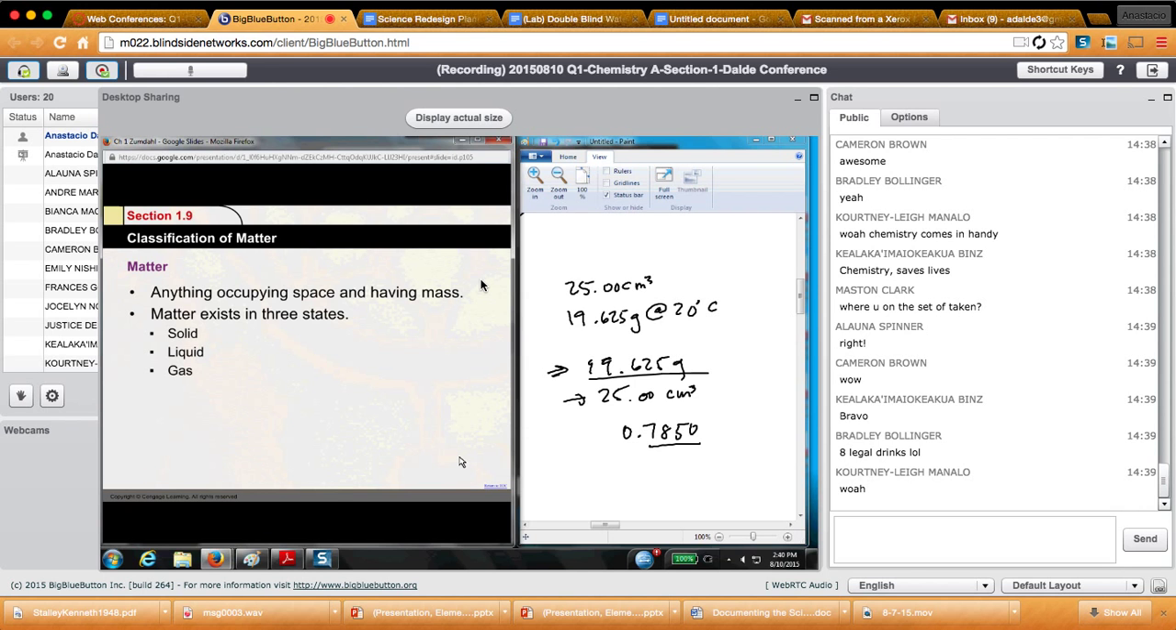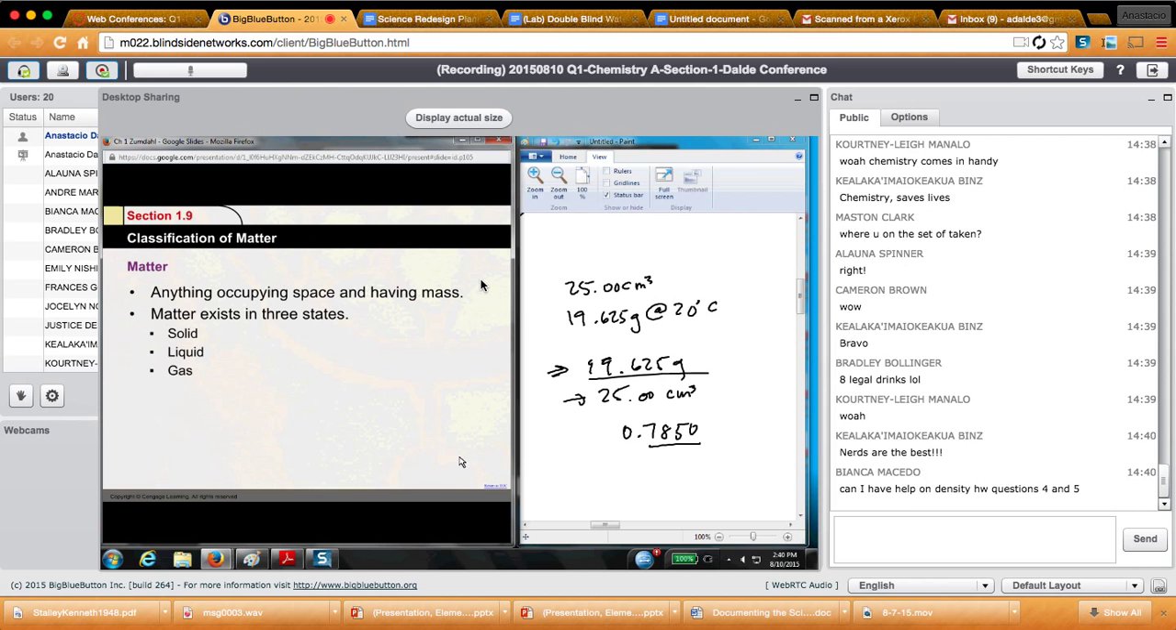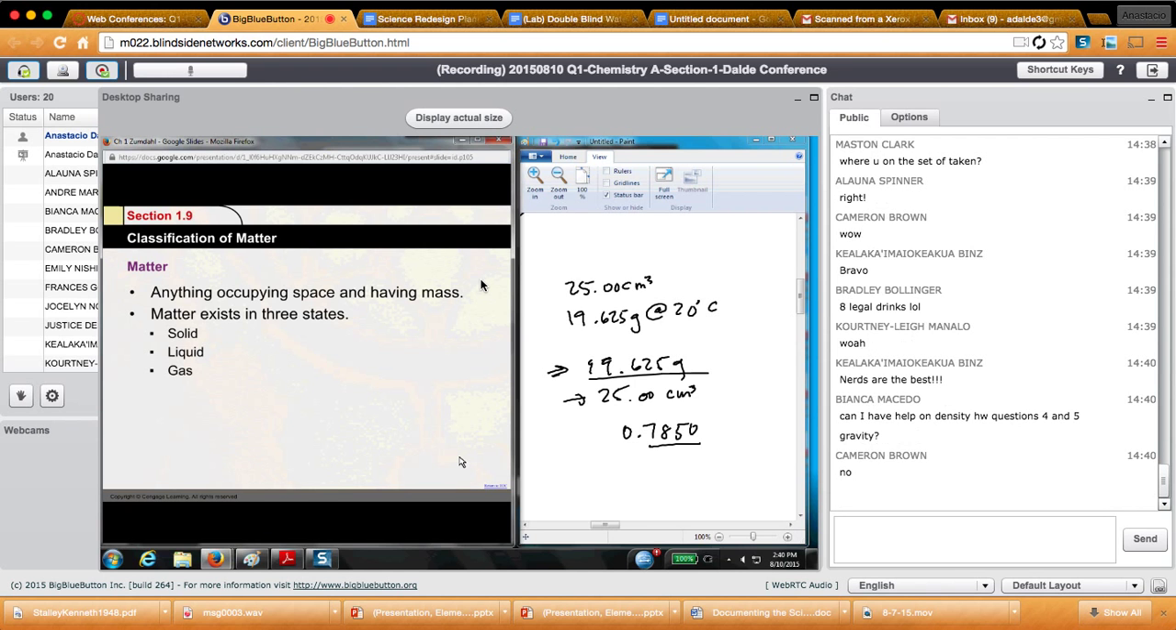All right, anyway. Anything occupying space has mass. Is there anything that doesn't have mass? Gravity. Air. No, air has mass. Air has a lot of mass, actually. Yeah. Believe it or not.